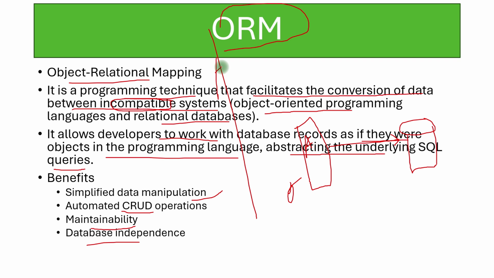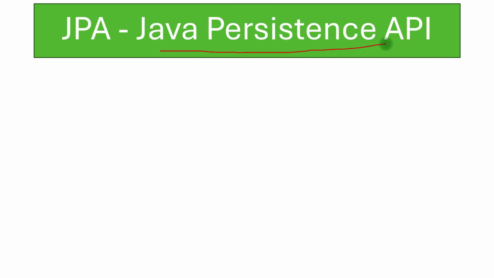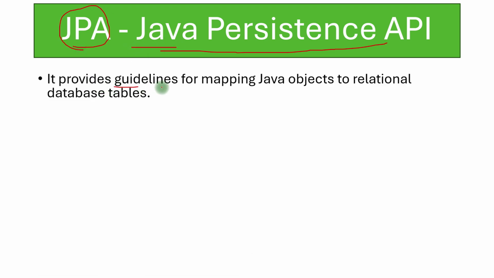I hope you got the understanding. Moving ahead, next we have JPA. JPA stands for the Java Persistence API. This provides guidelines for mapping Java objects to relational database tables.